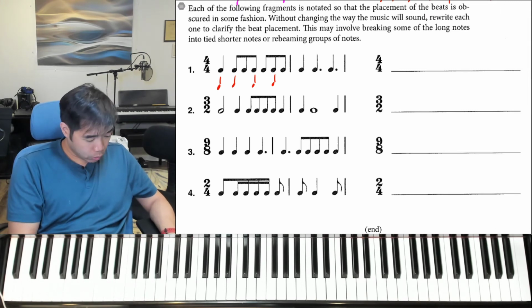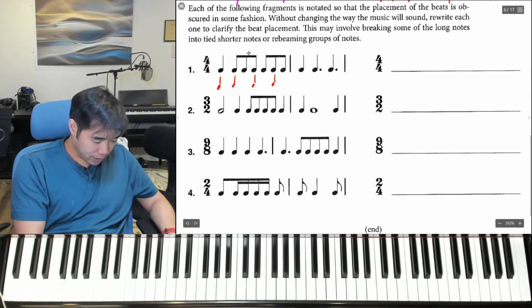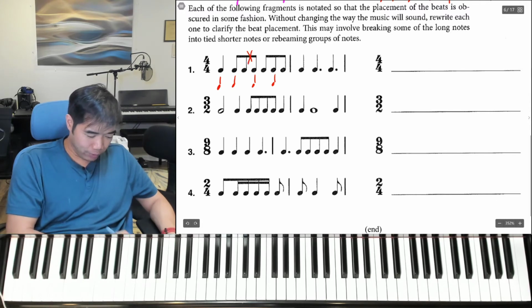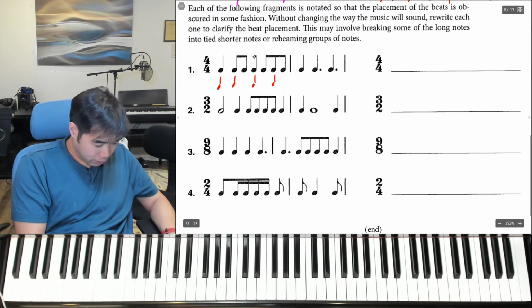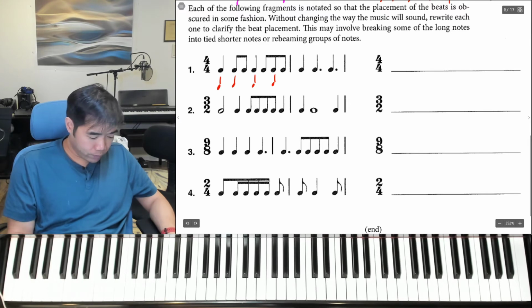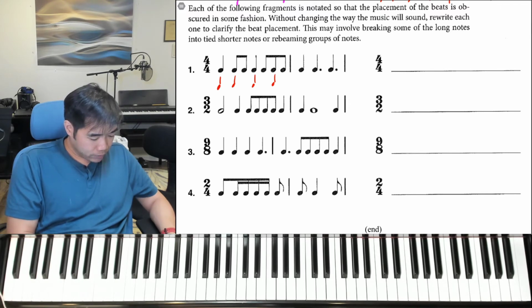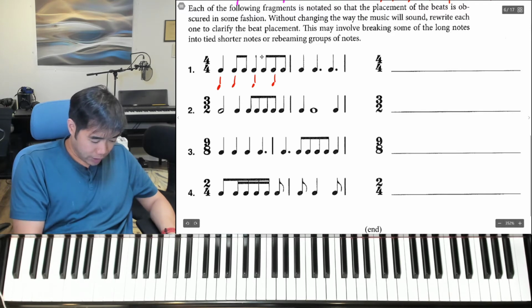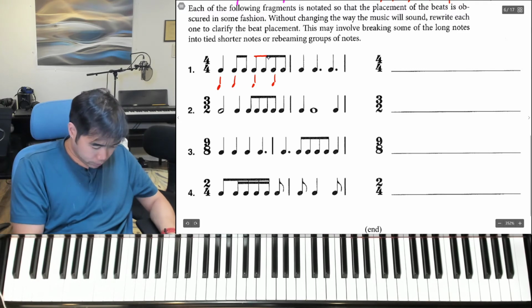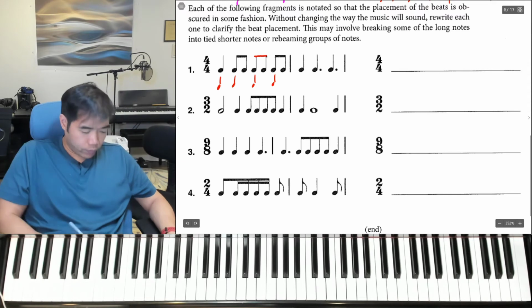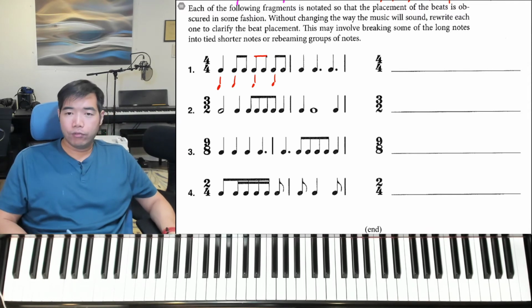So to do this, what would we do? Well, we would break the beam here. We certainly wouldn't have that beam there. Okay, so I'll just show you. I erase this beam. Of course, we're going to draw it out over here. Okay, like this. And then we know this is an 8th note because this is beamed together already. Okay, so that's an 8th there. We would break the beam here. Now we can clearly see 4 quarters.